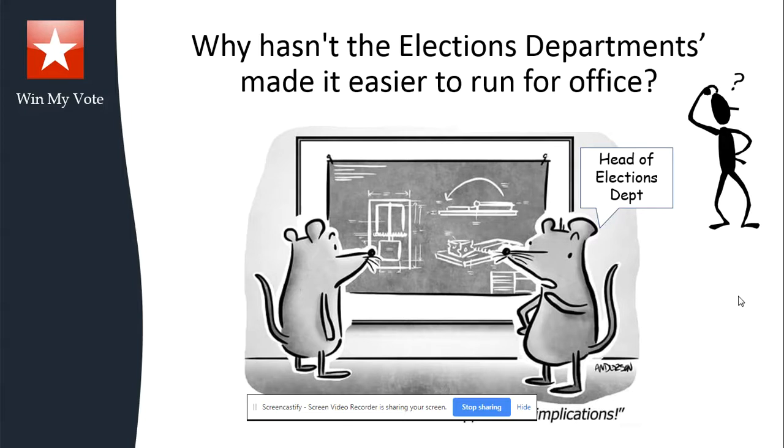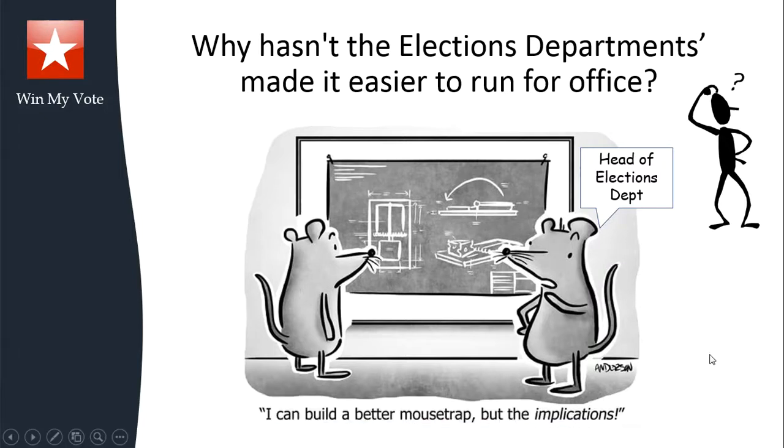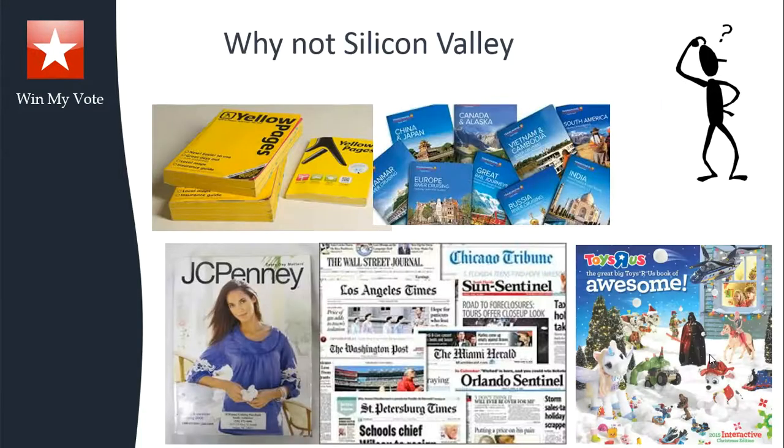So this is one of my favorite cartoons about innovation and disrupting industries and that type of thing. And this is the head of the elections department. Saying here, they could build a better mousetrap, but think of the implications, right? Think of the implications for the sitting party or the controlling government to make it easier to run for office or cheaper to run for office. It's really not in their best interest.